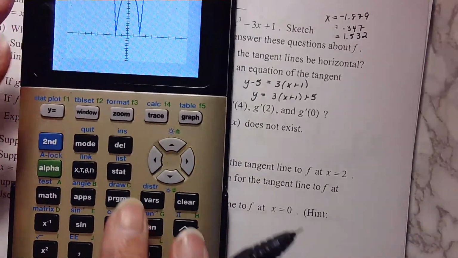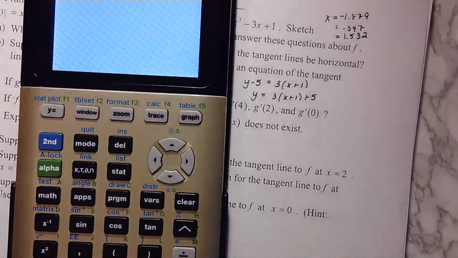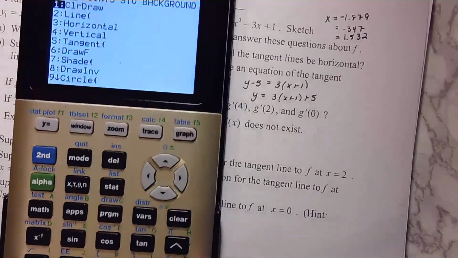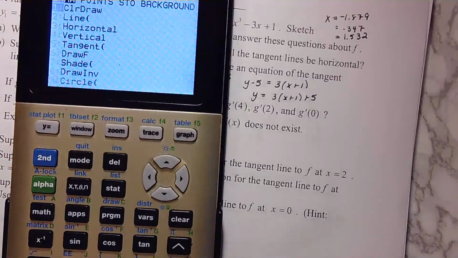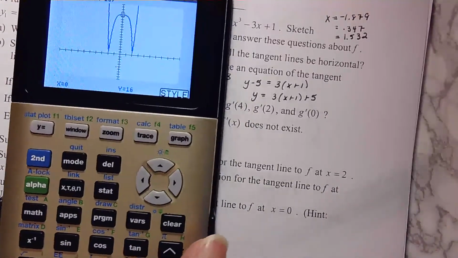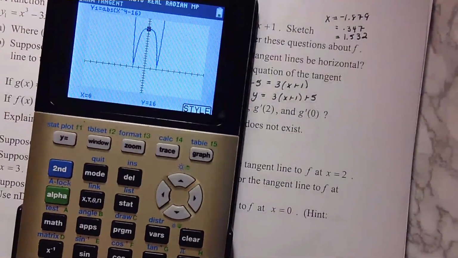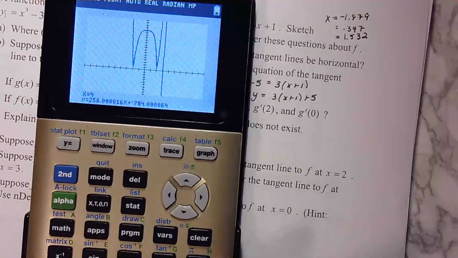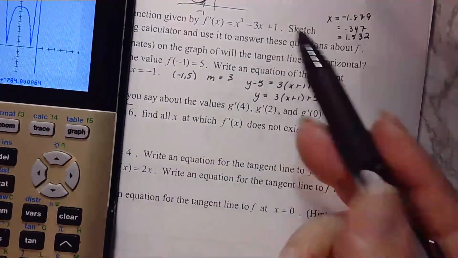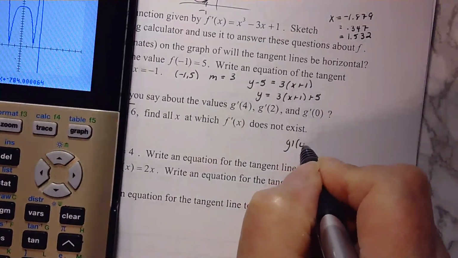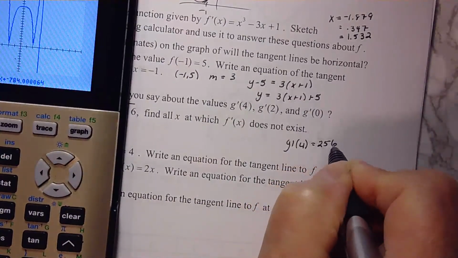Second draw, which is the program key, and then number 5, second draw. You see 5 is tangent line. And then you have to tell your calculator at which point you want to draw the tangent line. Well, we want to draw it at x equals 4, right? And you do that, you're going to get 200 and something. I forgot what the number was, 256, okay? So you'd say g prime of 4 is 256.